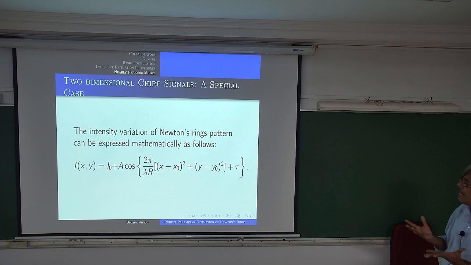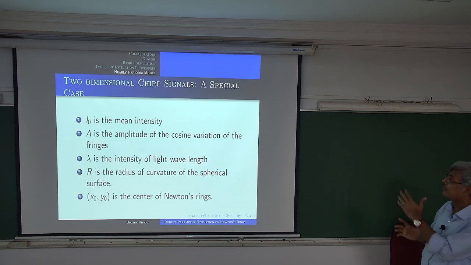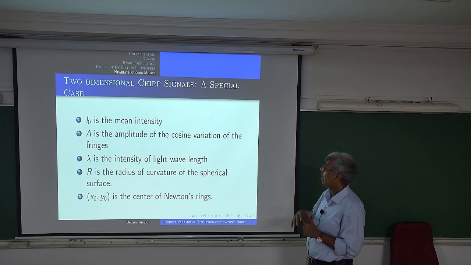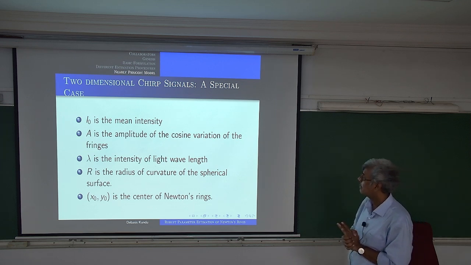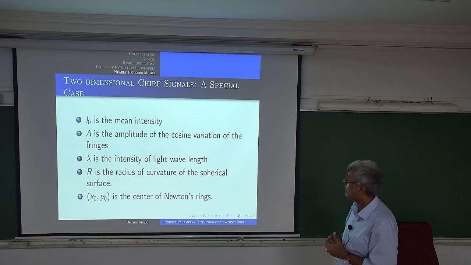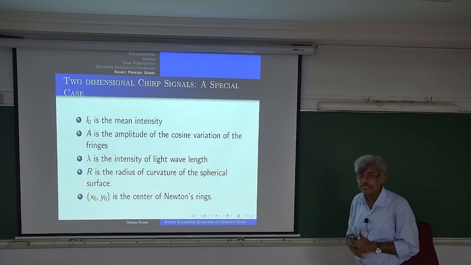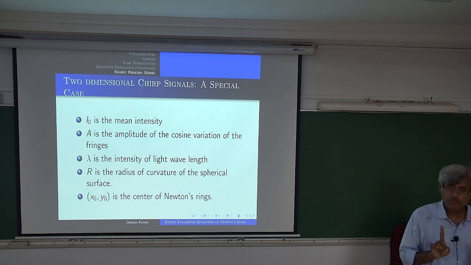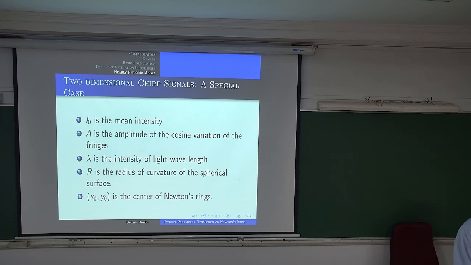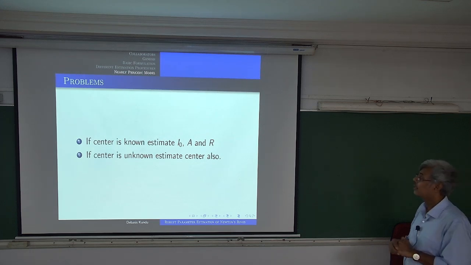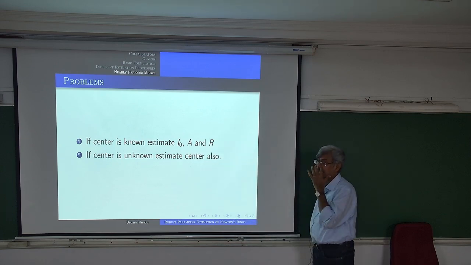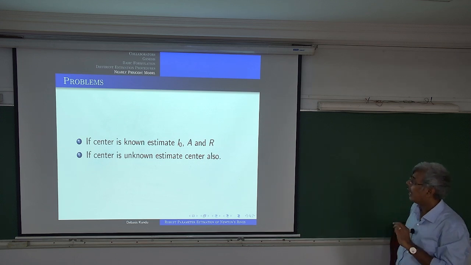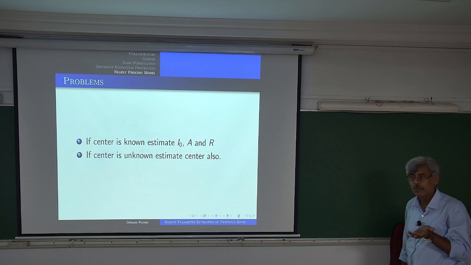This is the one. So our main aim is to capture I naught, which is the mean intensity, which is not known. A is the amplitude of the cosine variation of the fringes. Lambda is the wavelength of the light wave. R is the radius of curvature, and x naught, y naught is the center of the Newton rings. There are two cases. The center might be known or the center might be unknown. If the center is known, then these are the three quantities I need to estimate: I naught, A and R. If the center is unknown, I estimate the center x naught, y naught also.